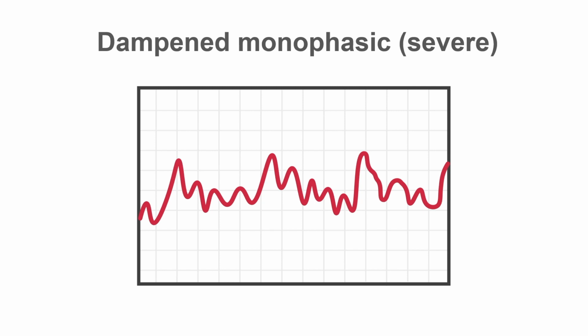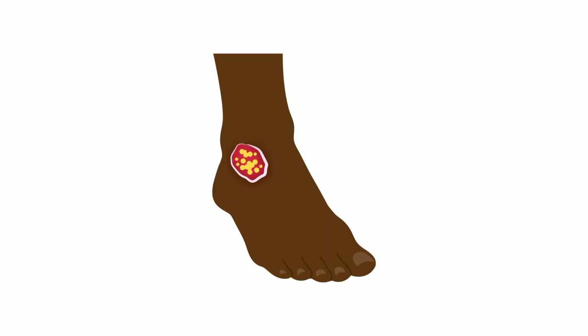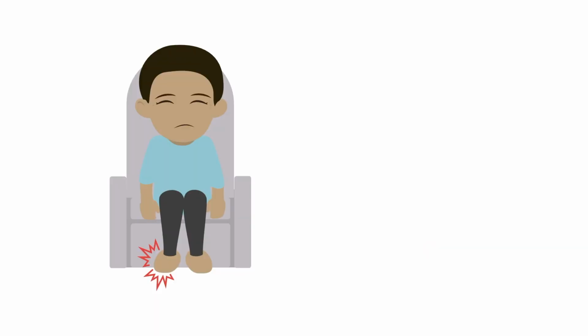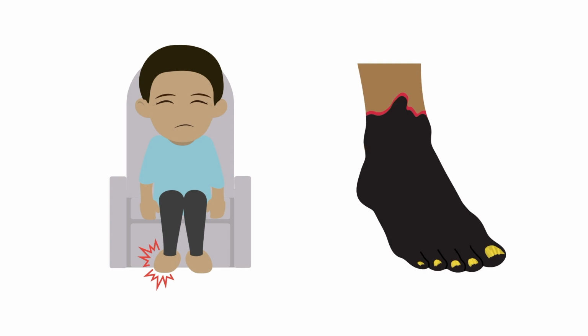Dampened humpback monophasic waveforms indicate severe PAD. There is a slow rising peak above the baseline, and the upstroke is rounded, not sharp. This can be seen with non-healing ischemic ulcers. Listen to the dampened monophasic waveform with one peak in continuous flow throughout the cardiac cycles. Absent ABI waveforms are due to no peripheral pulses. These are found in patients with rest pain and critical limb ischemia.